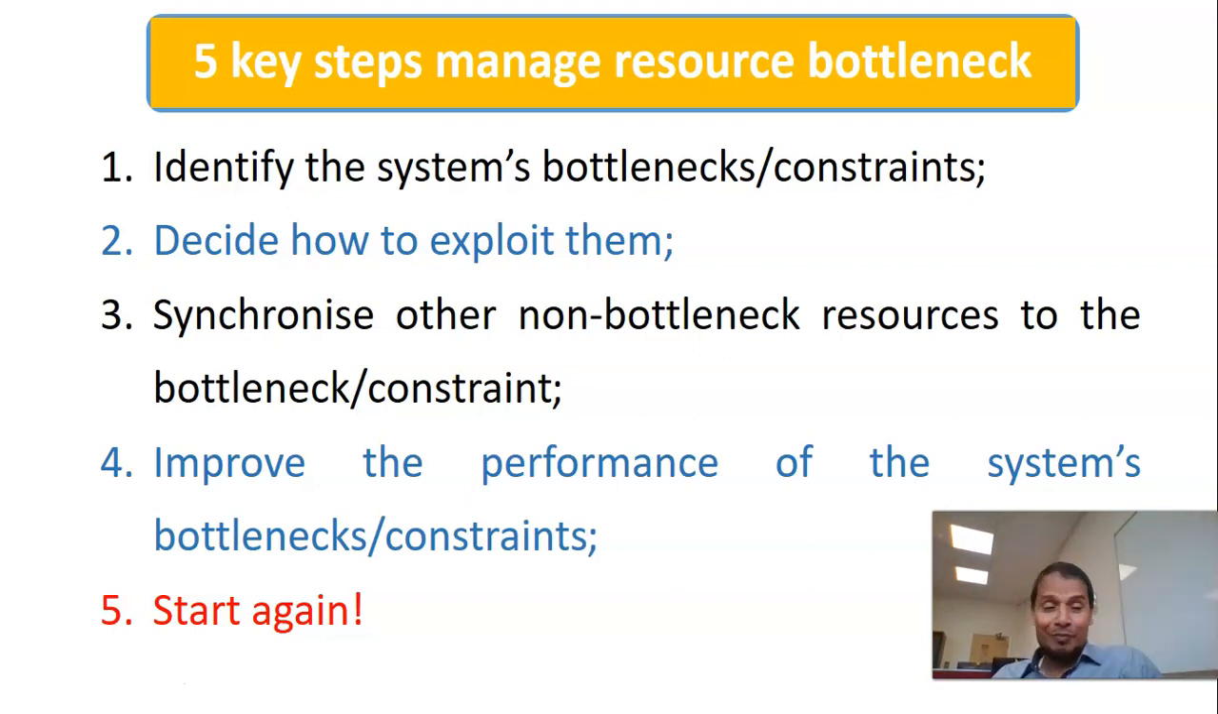Yes, after solving problem 1, the bottleneck resource of machine 2, we identified that machine 1 is our bottleneck resource now, and then we have to start the process again. How can we utilize the most of our machine 1, the second bottleneck resource that we identified? How can we exploit that? And based on machine 1, we have to decide how we can use material, labor, and other resources. So this is how the process works.